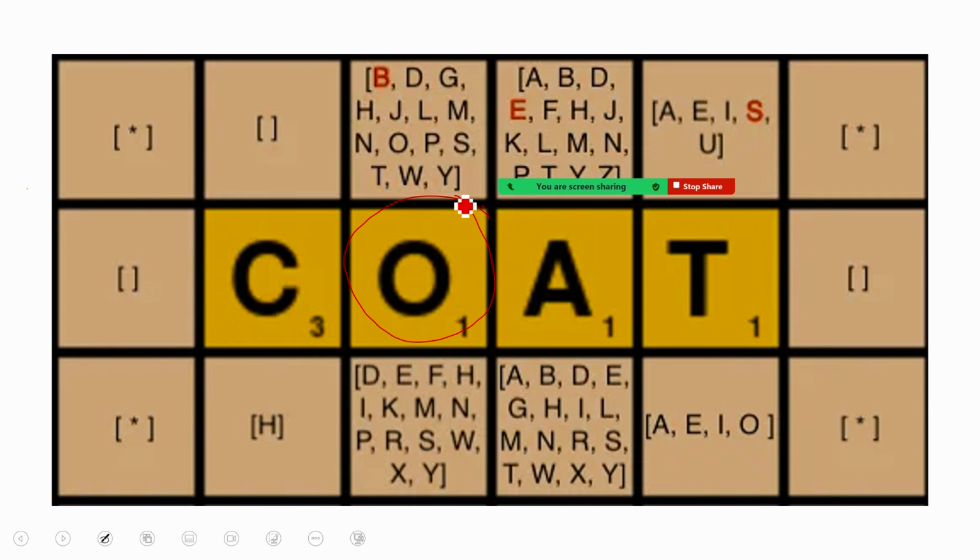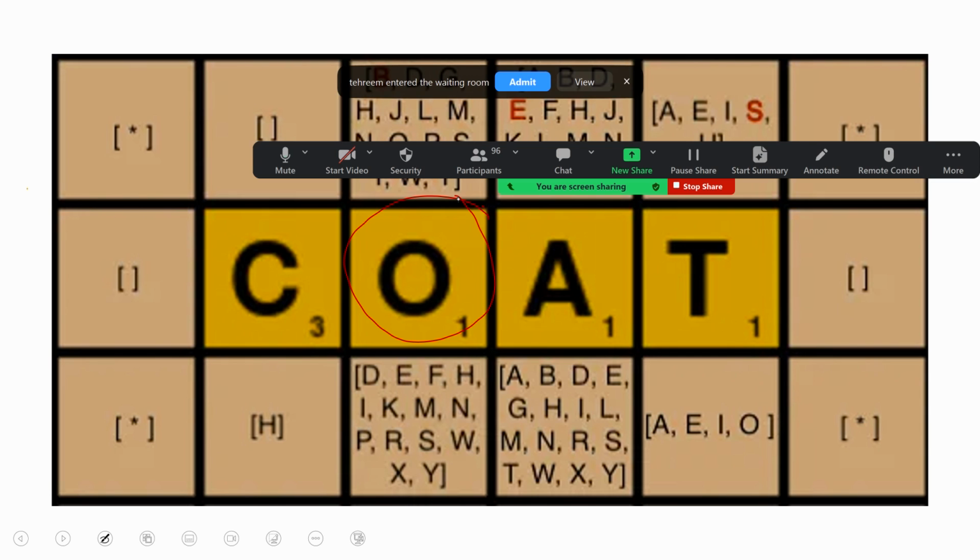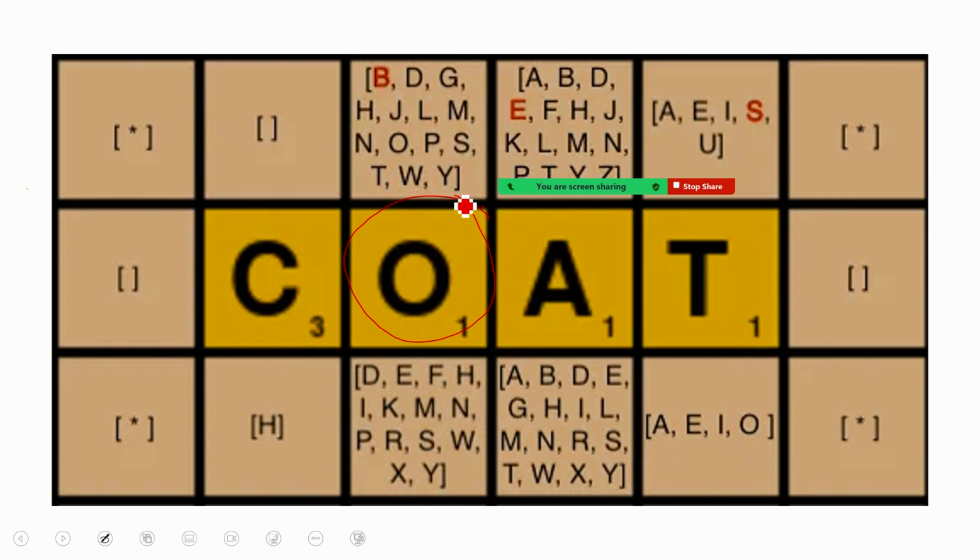So BO, DO, GO, LO, JO, MO, these are all valid combinations. NO, even OO, and then PO, and then SO, and then TO, and then W and Y. And then what about all the valid letters that would use O as a prefix? So that's OD, OE, OF, OH, OI, OK, OM, ON.